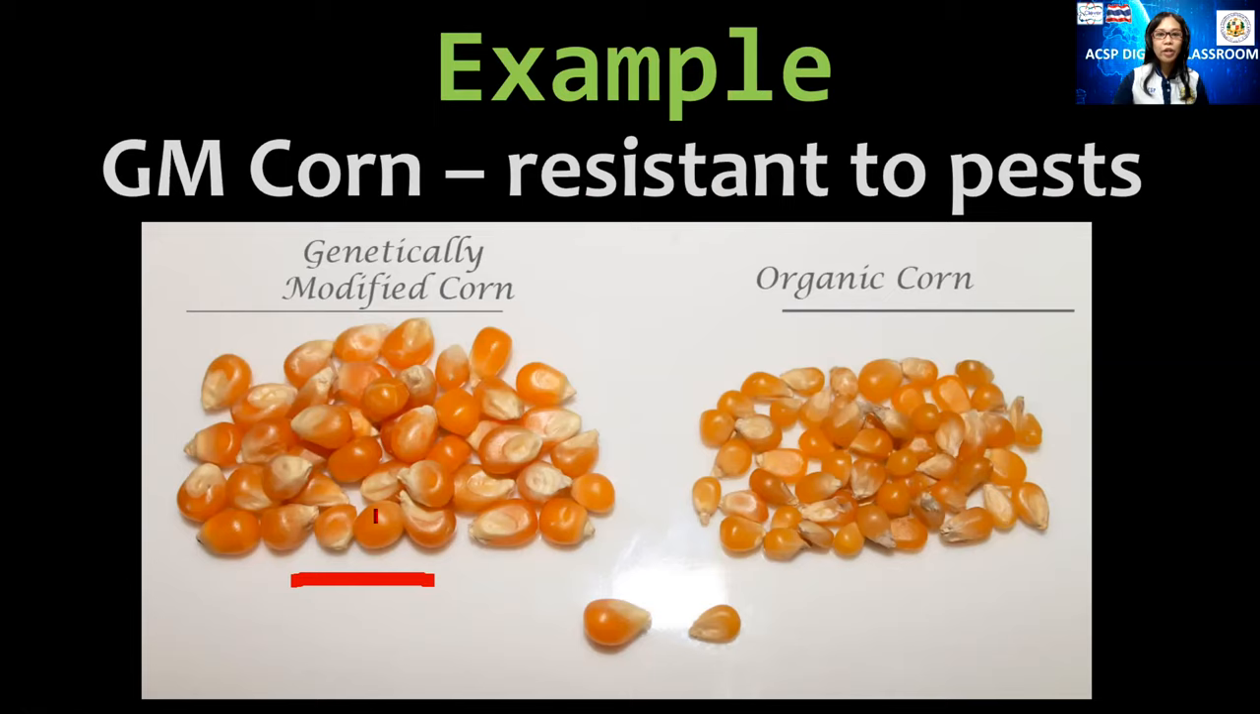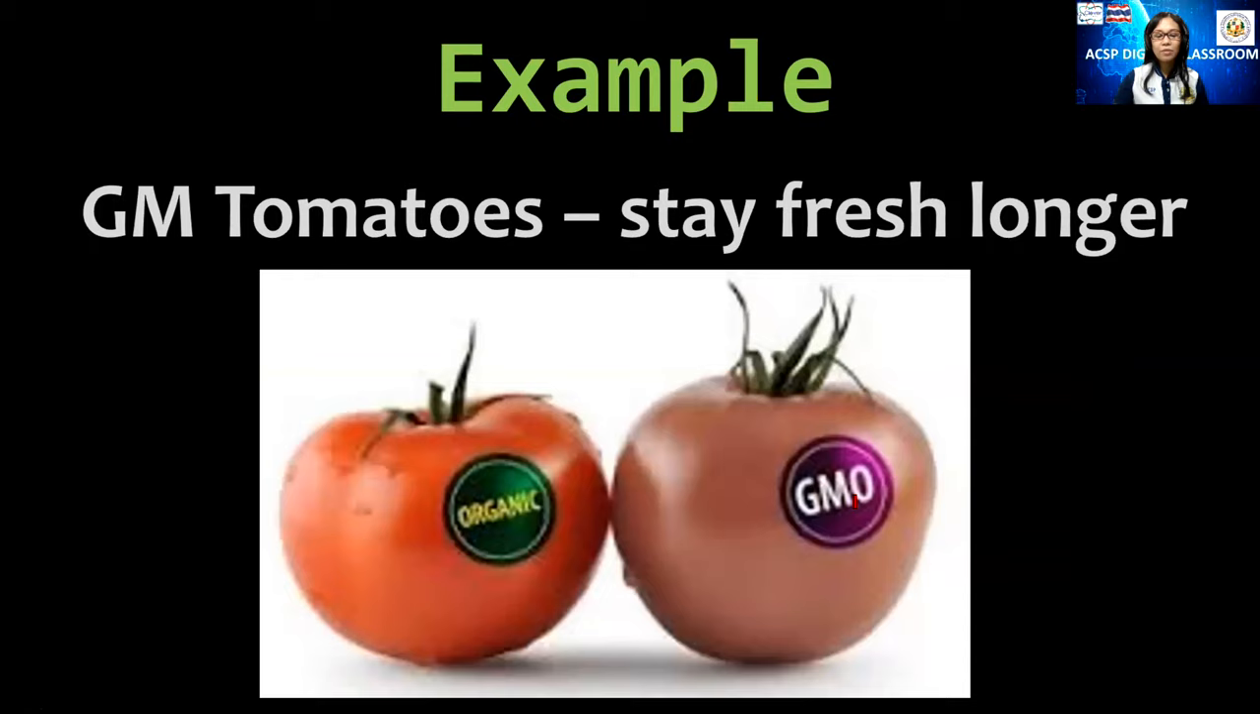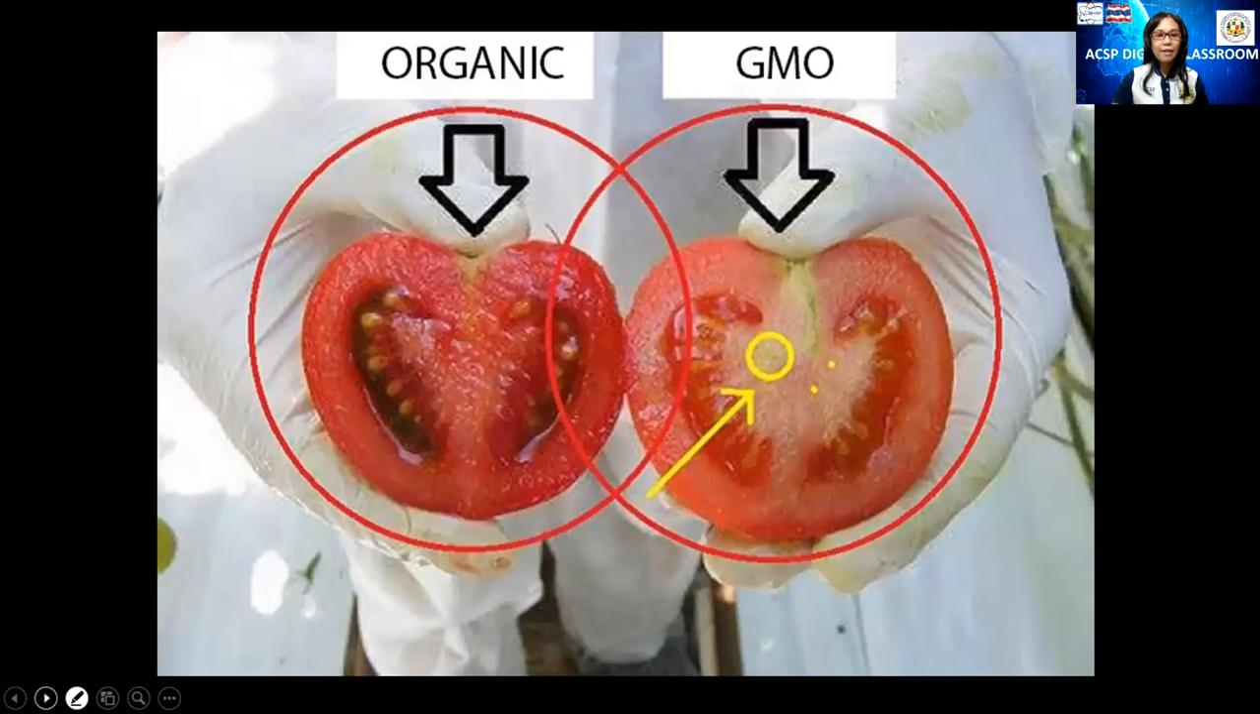Okay, next, GM tomatoes. So you see the physical characteristic, the appearance has already changed from organic to GMO. GMO tomatoes stay fresh longer than organic. That is the good thing about modifying the genes of these plants. As you see here, this is organic, the color changed, the characteristics of the tomato have already changed when it has been modified.